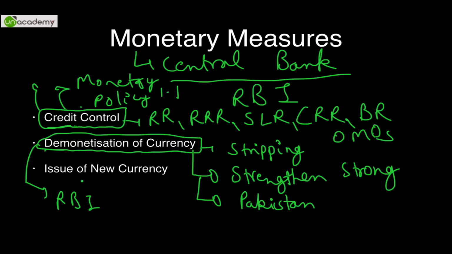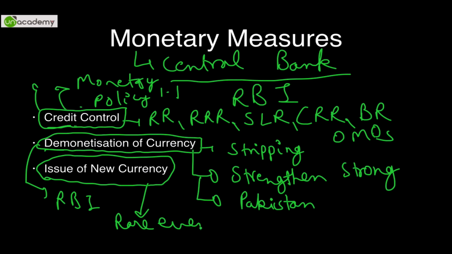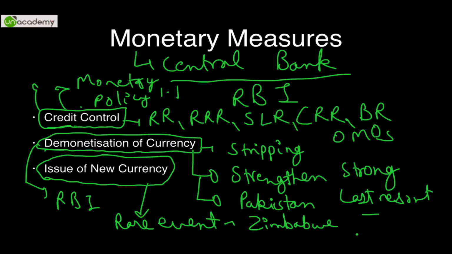Now the third measure, which is very rarely used, is the issue of new currency. Obviously the issue of new currency is an extremely rare event. It is called printing of currency. It was done by Zimbabwe when they ran out of all the options. So let's say there is a last resort here, and then there is some measure here, and below is the issue of new currency. Is that understood? So we usually do not deal with it.